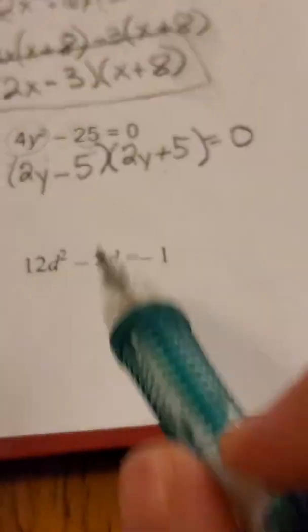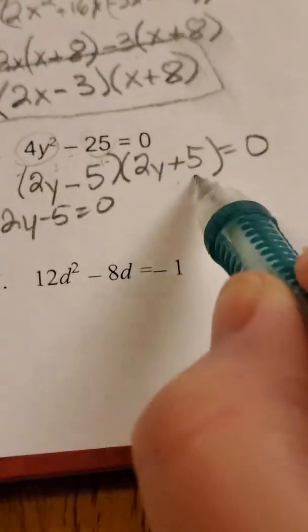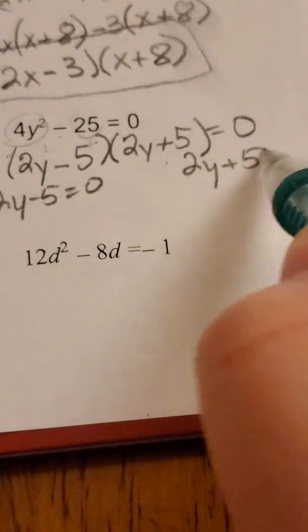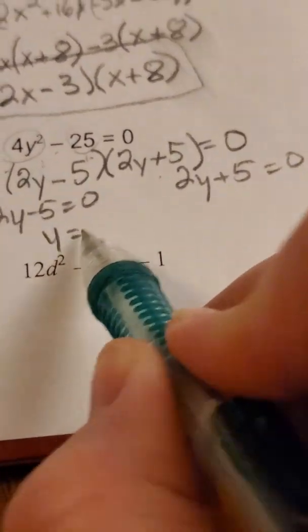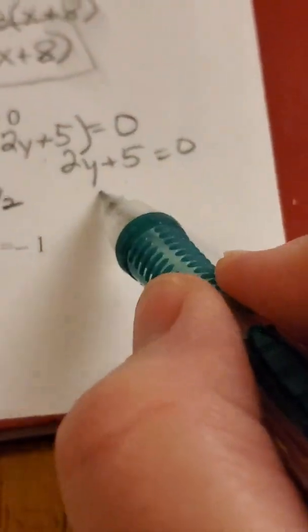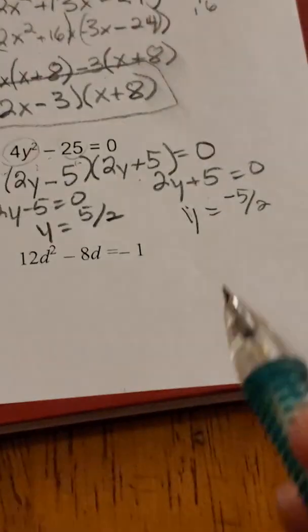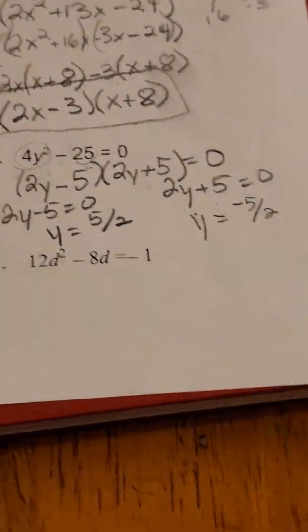And that's factored down. All right, so then I take 2y minus 5 equals 0, and 2y plus 5 equals 0. So if I add 5 to both sides and divide by 2, I would get y is 5/2. Over here, I subtract 5 and divide by 2, I would get y, oops, sorry, y is negative 5/2. All right, so again, two answers.